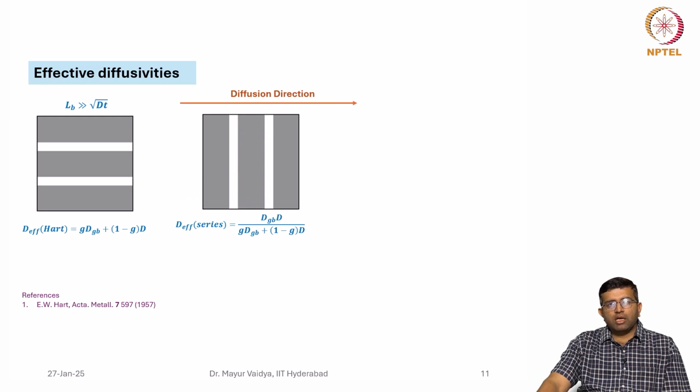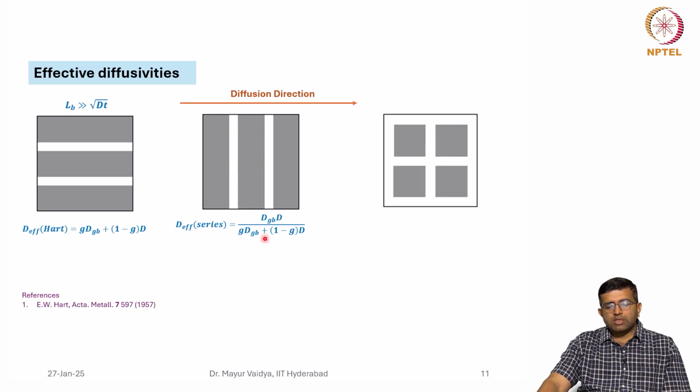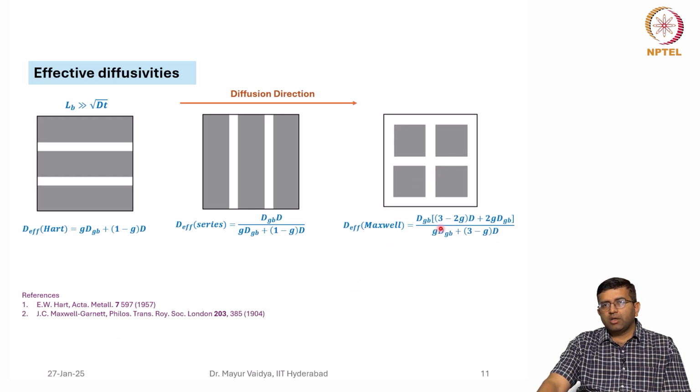Where it is arranged in series, so to say, the effective diffusivity is given by D_GB into D divided by G D_GB plus (1 minus G) into D. And if they are arranged in this manner, where let us say these are cubes, then in that case Maxwell had come up with an equation like this. He proposed this equation: D_GB into (3 minus 2G) D plus 2G into D_GB divided by G D_GB plus (3 minus G) into D.